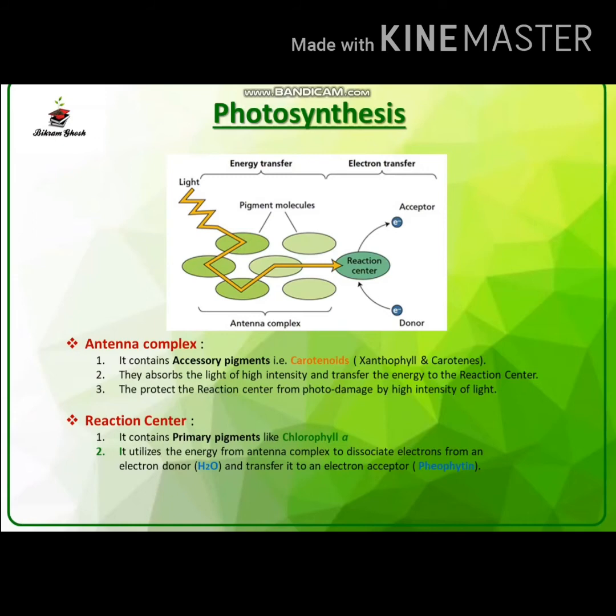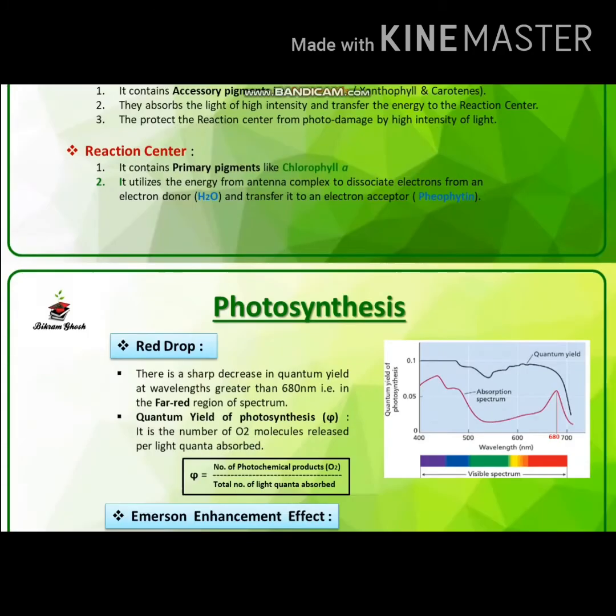The reaction center contains primary pigments like chlorophyll A. It utilizes the energy from the antenna complex to dissociate electrons from an electron donor, which is H2O, and transfer it to the primary electron acceptor, which is pheophytin. We can see in the diagram that the light is falling on the antenna complex and the energy is then transferred to the reaction center, and in the reaction center the donor donates the electron and the acceptor accepts the electron. Here the donor is H2O and the acceptor is pheophytin.